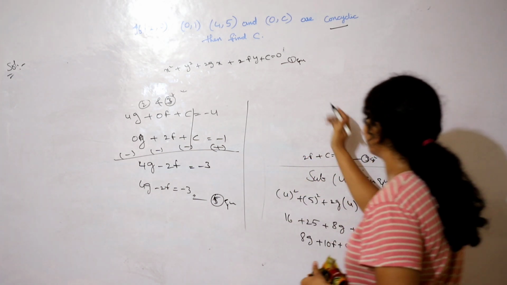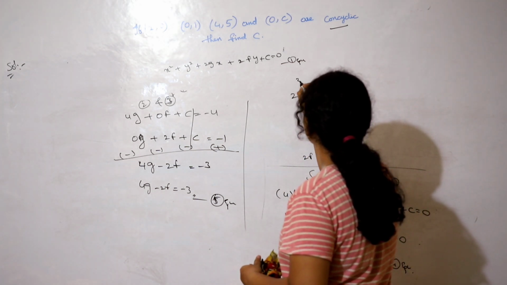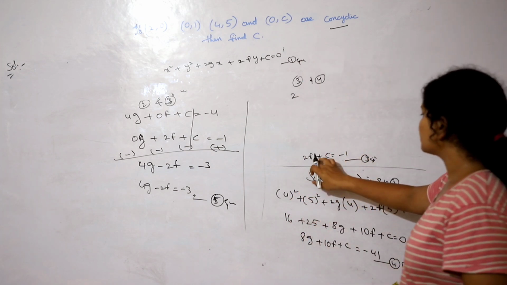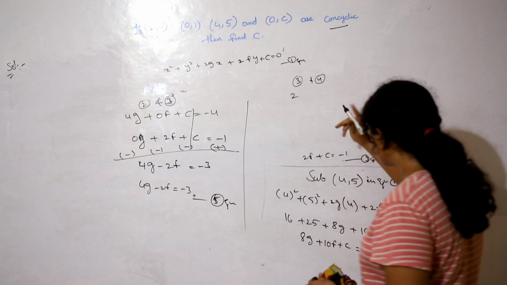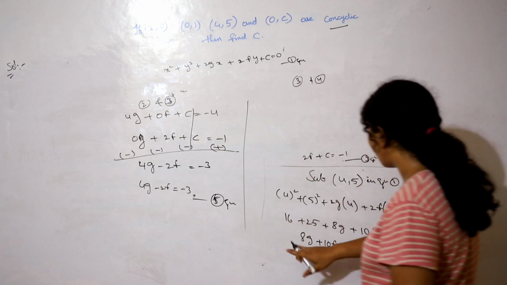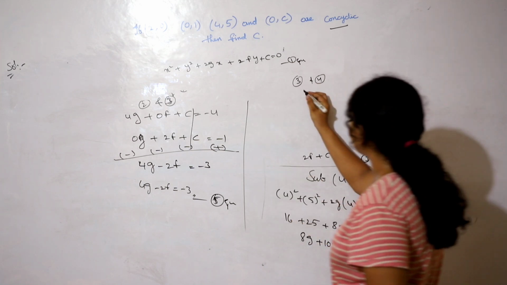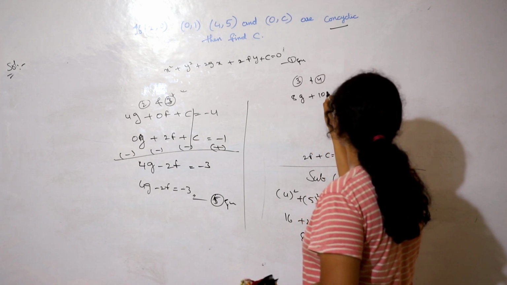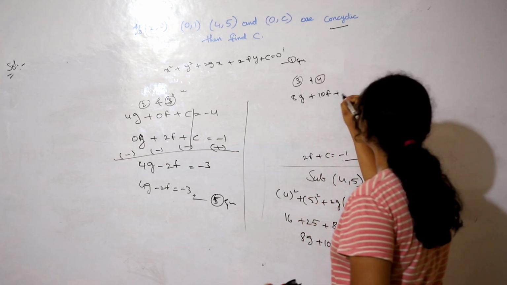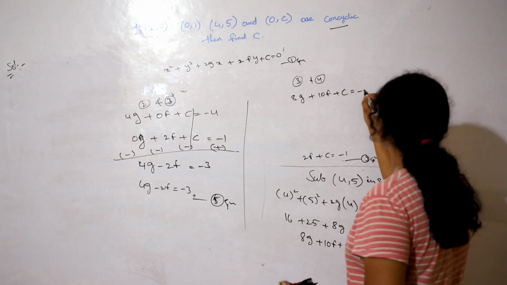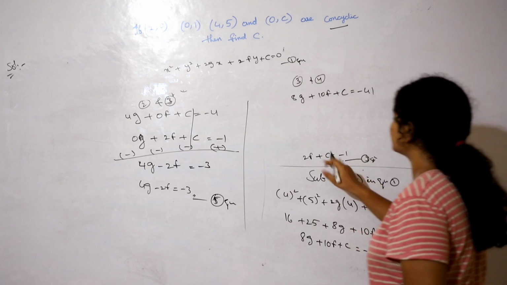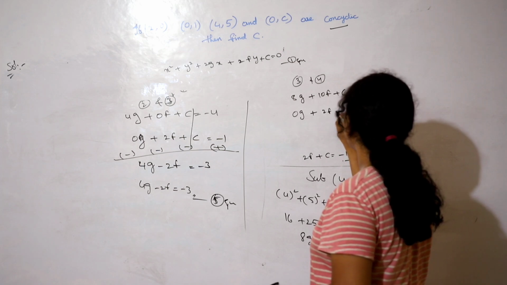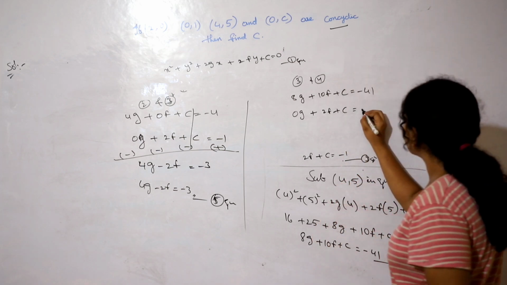So this is the third equation, right? Solve equation 3 and 4. Before writing, guys, here I am having the whole equation g, f, c. So let us write down the fourth equation first. 8g plus 10f plus c equals to -41. And this is the third equation: 0g plus 2f plus c equals to -1.